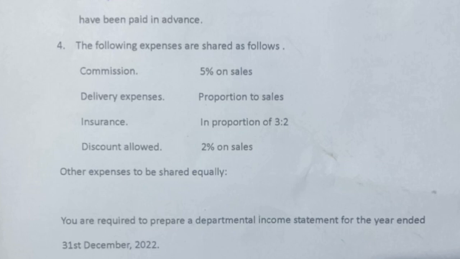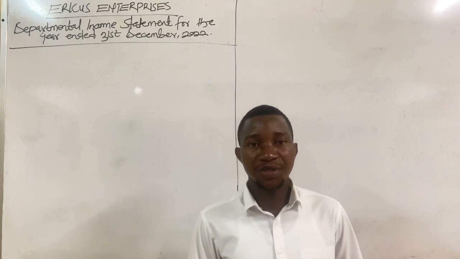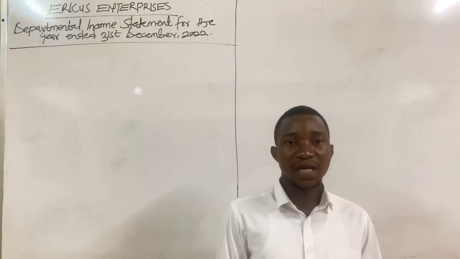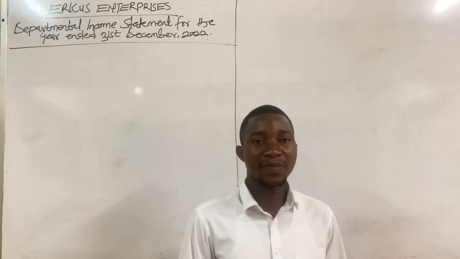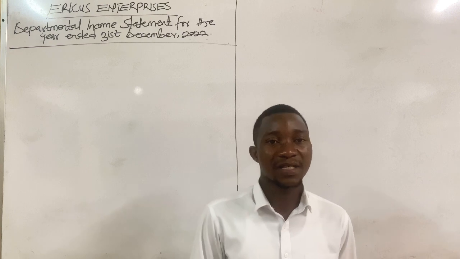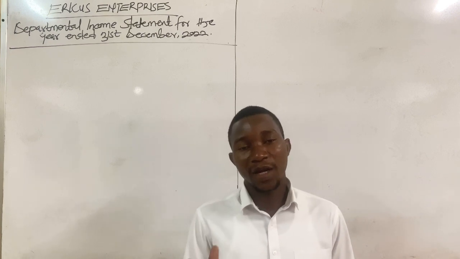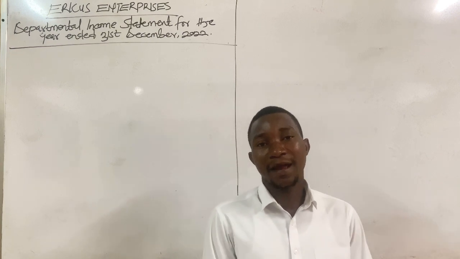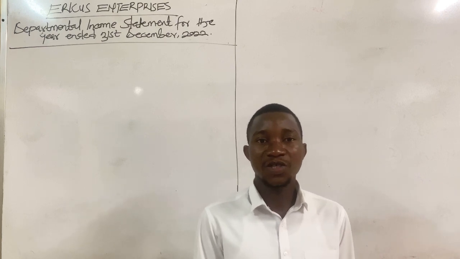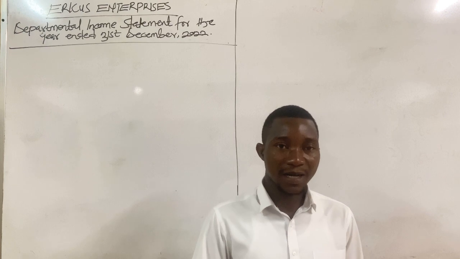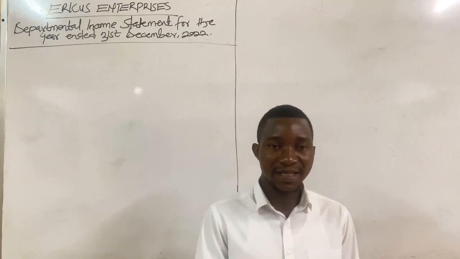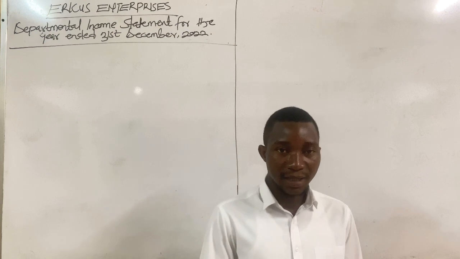Alright. So to begin with the solution, take note that in the additional information, there is a transfer of goods from one department to another, and there is also a transfer of performance of service from one department for the benefit of the other. And there are also some expenses prepaid and owing. All these adjustments will be made in the departmental income statement. So when we begin with the solution, you will understand how we present them in this account.